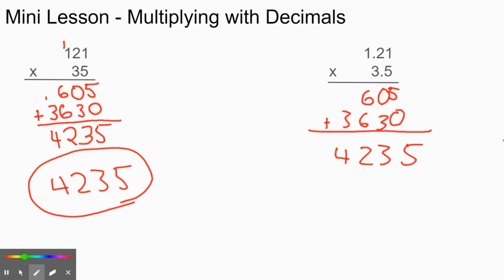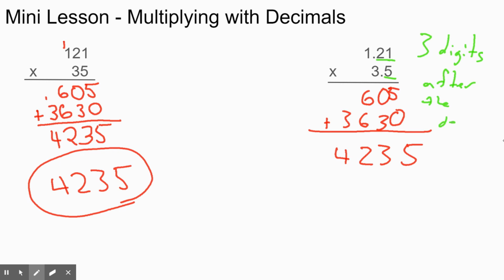What we're going to do is look at how many place values we have after the decimal. If we look at our first number, we have a 2 and a 1 after the decimal. In the 3.5, we have just a 5. So we have 3 digits after the decimal.